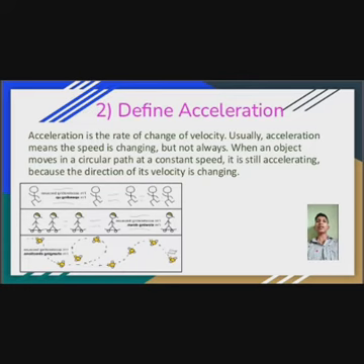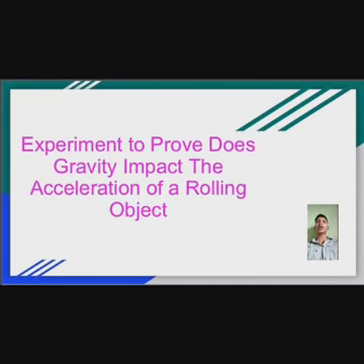Second, define acceleration. Acceleration is the rate of change of velocity. Usually acceleration means the speed is changing, but not always. When an object moves in a circular path at a constant speed, it is still accelerating because the direction of its velocity is changing. So go to the next slide.